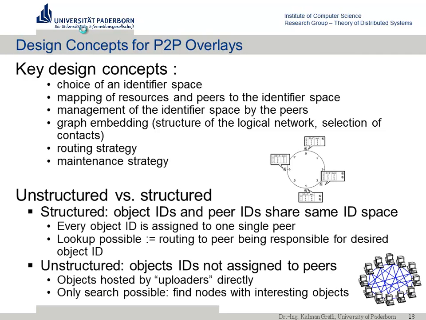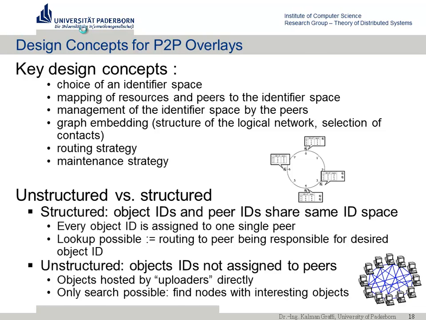And now, just to point out, there are basically two main types of P2P overlays that we will see: the structured overlays and the unstructured. These are the two big topics that we will have a look at. Structured overlays are identified in that the object IDs and peer IDs share the same ID space, and every object is assigned to one single peer. So no object is split over various peers, but only one dedicated peer is responsible for its ID. So with that you can look it up. That means you can route a message to the peer responsible for the desired object.